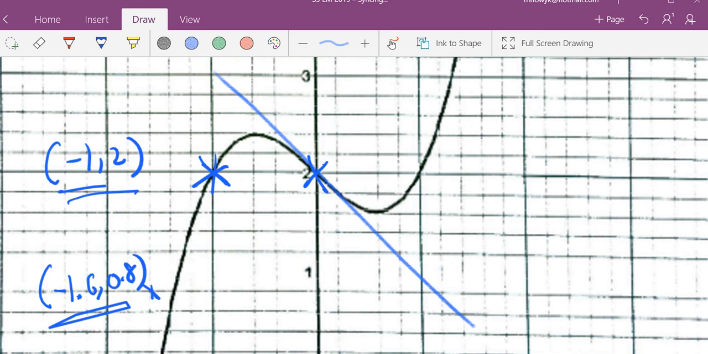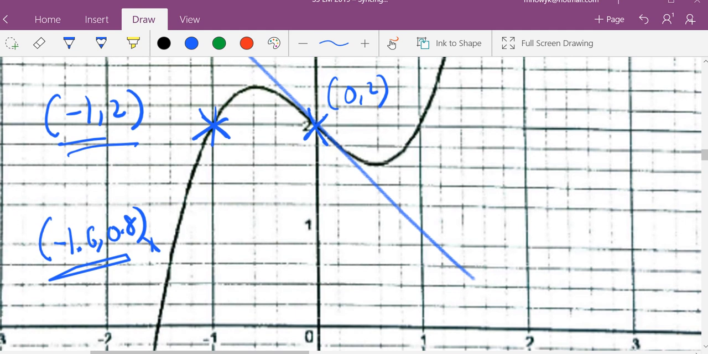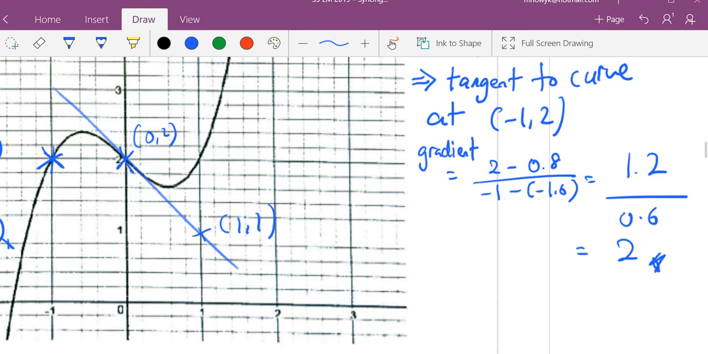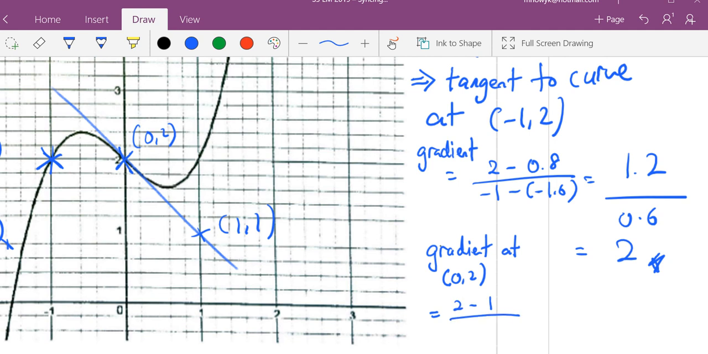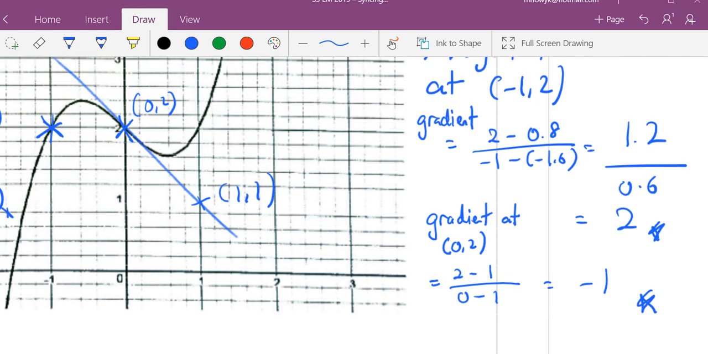Now, what is this point? 0, 2. So I already have 1 point. Can you help me calculate another point? Where is it? How about this one? This is 1, 1, right? So can I calculate the gradient? Gradient at 0, 2 equals 2 minus 1 over 0 minus 1. So the answer is negative 1. Do you follow? In the exam this is 2 marks. Is that okay? Alright. Okay, good.